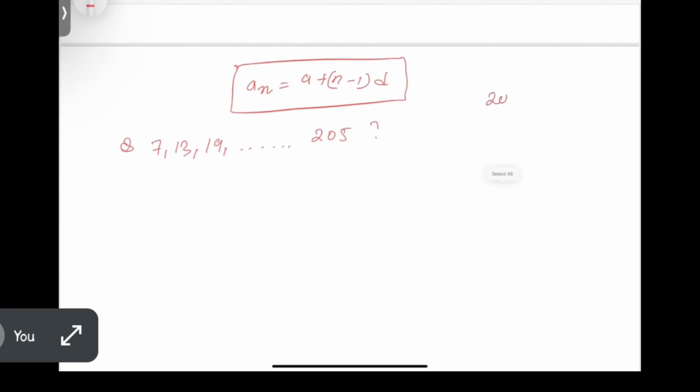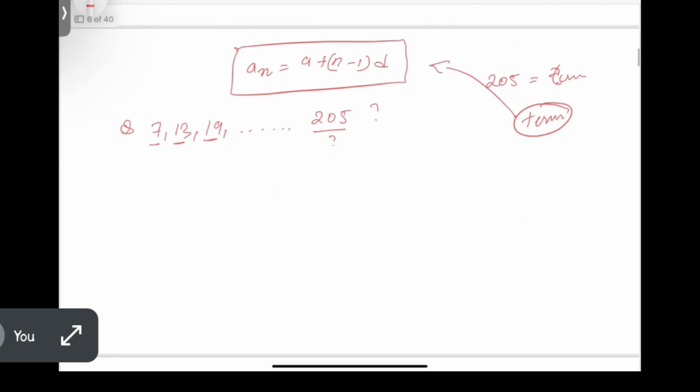Let's say you are asked to find this 205 is which term. If we keep on numbering, this is the first term, this is the second term, third term, and so on. We don't know which term this is. Let's say you're asked to find this term. If in the question you're asked to find the term number, then we use the a n formula. When do we use the a n formula? The a n formula is used when the number of the term is asked.